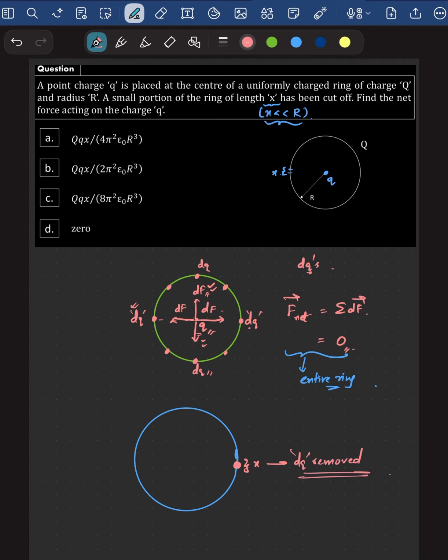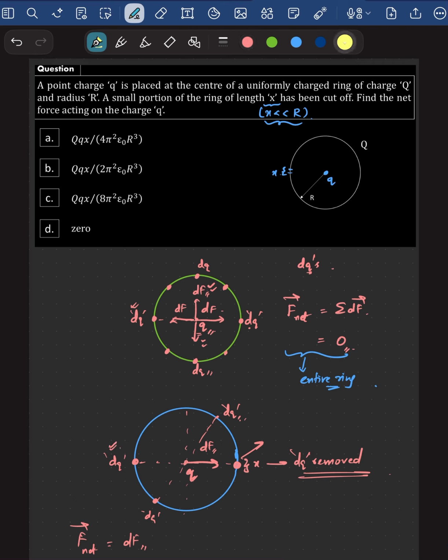So now, because this DQ is removed right now, the force due to this DQ will no longer be cancelled out. You'll still have the force due to this DQ acting on this q right now. So I'll have this force present, but now there's no DQ present over here to cancel out this force. Every other DQ's force is being cancelled out by the opposite diametric element, right? So in this case, where a small portion has been cut off, we can say that the net force acting on this point charge small q at the center is equal to 1 DF force, and that 1 DF force is due to 1 charge DQ.